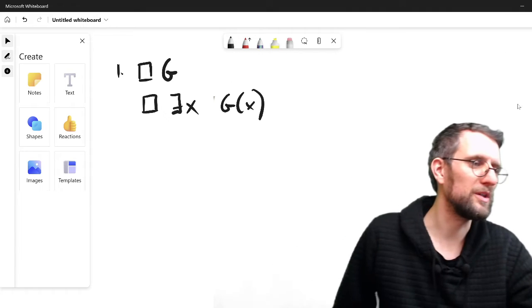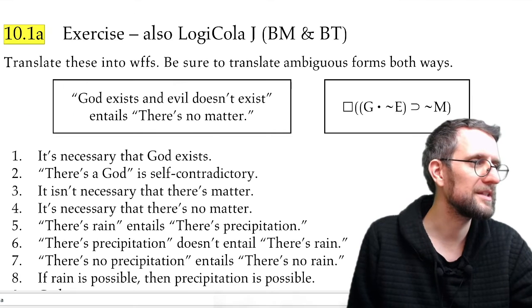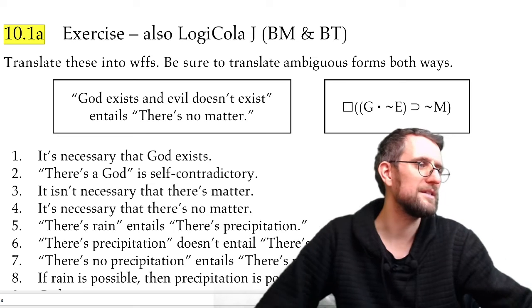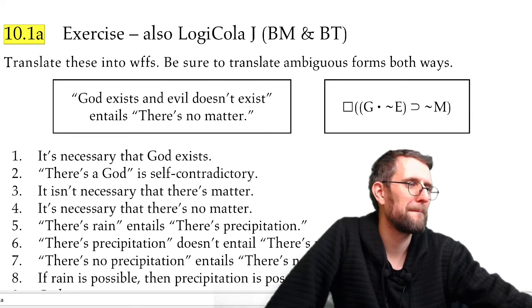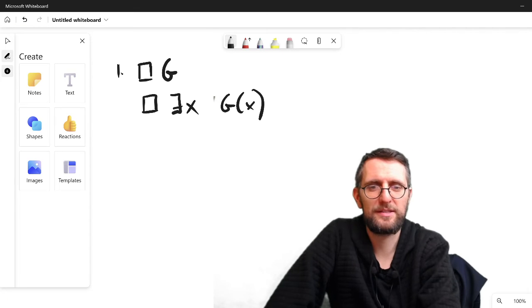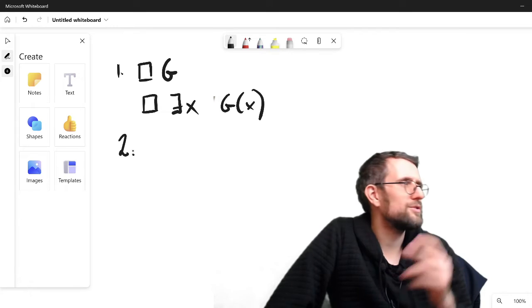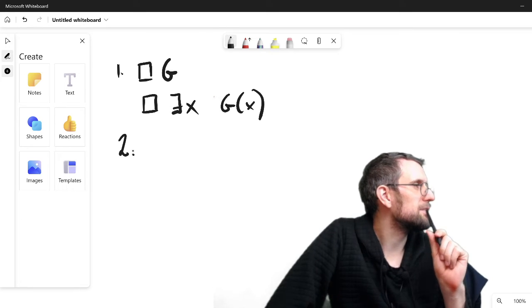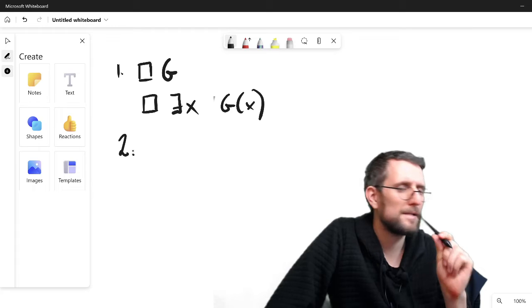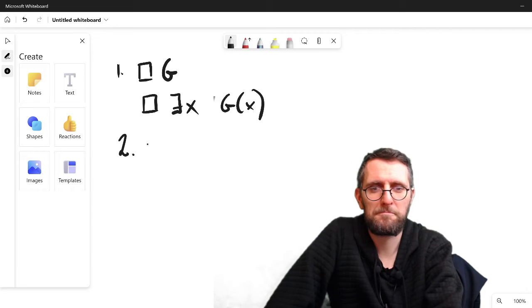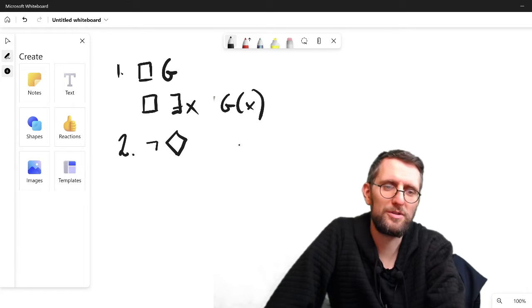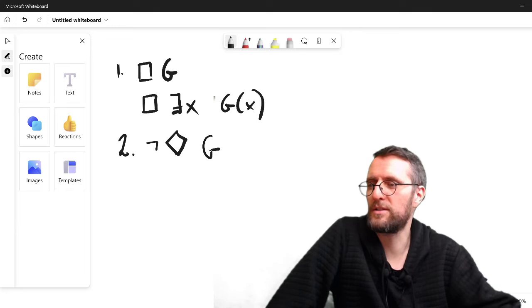Okay, let's do the second one. See what the second is. There is a God is self-contradictory. How do I write this? So if there was something self-contradictory, then it's not possible, right? So I would just write it is not possible that there is God. That's how I would write it.